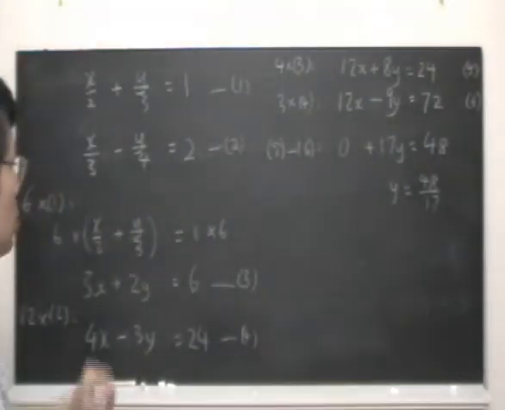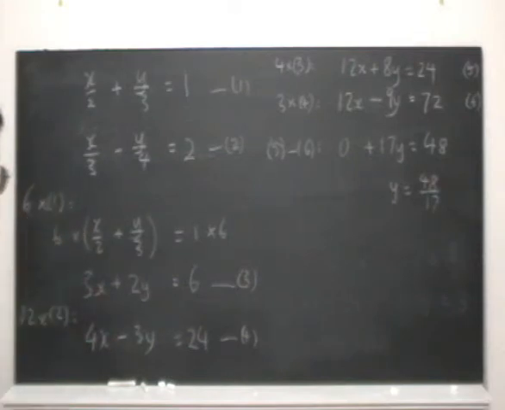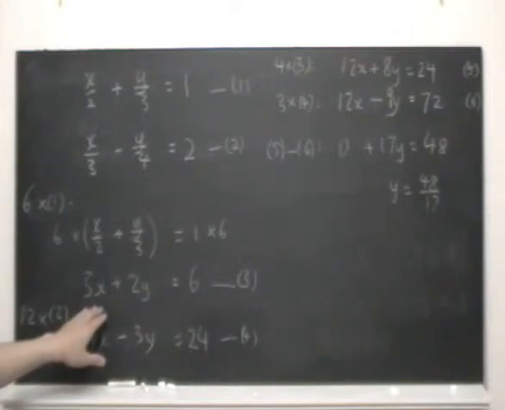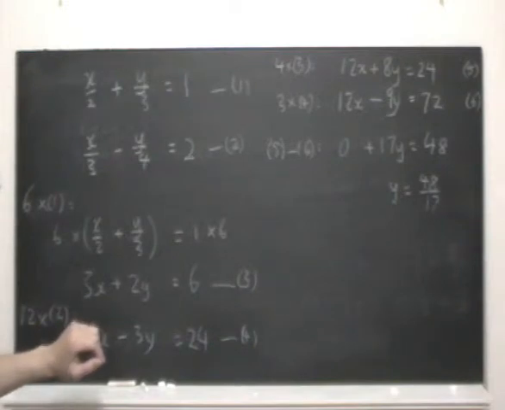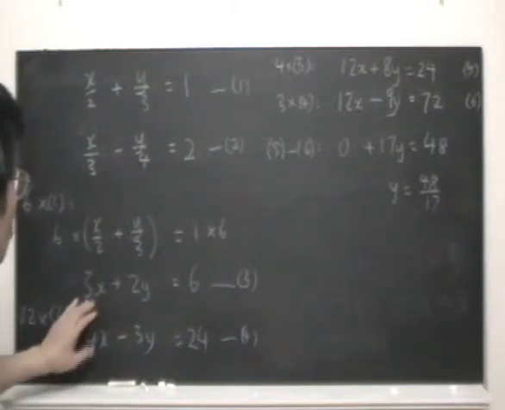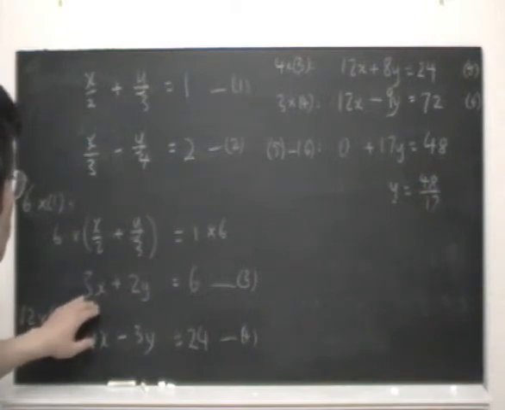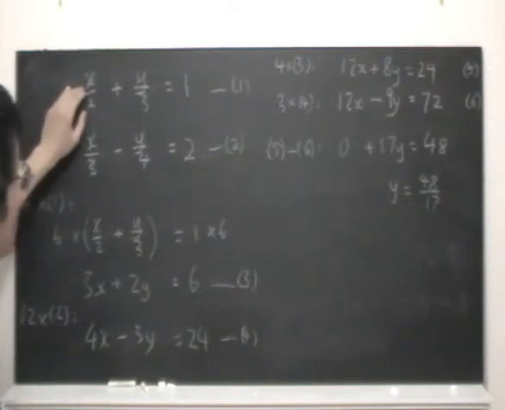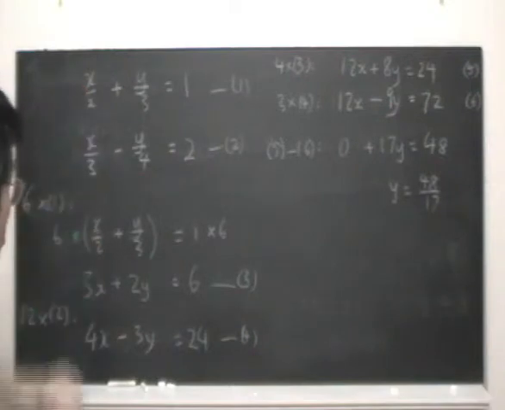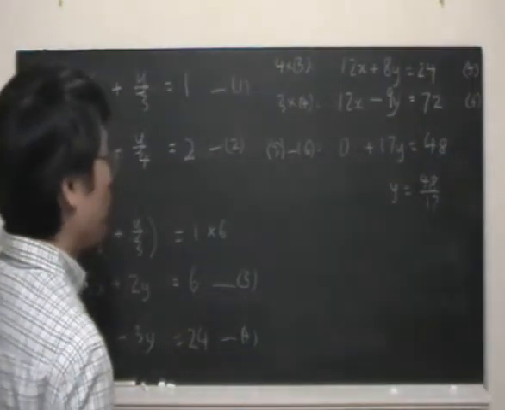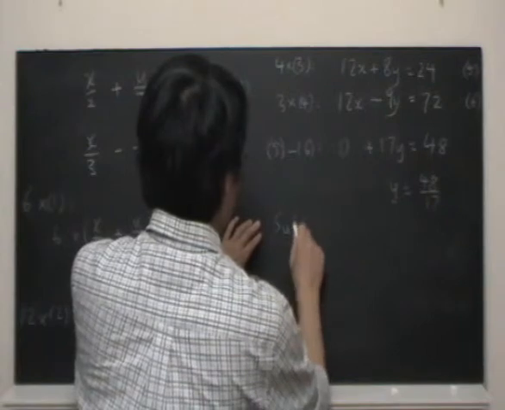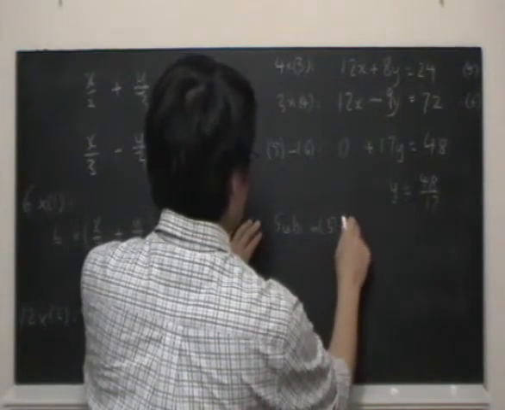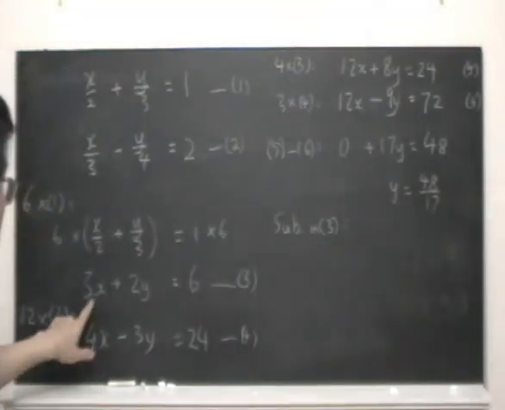So let's move on to find x. We can find x by substituting into one of the equations. Now I would choose equation 3 rather than equation 1 because there are fractions there and it might be more complicated to work with. So let's try equation 3. Let's substitute into equation 3.